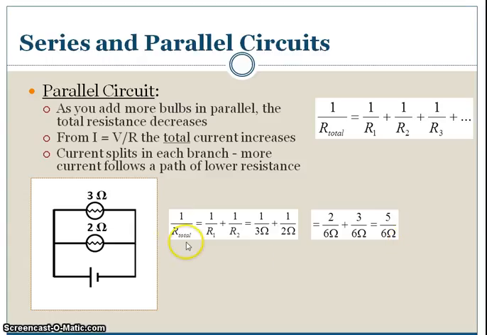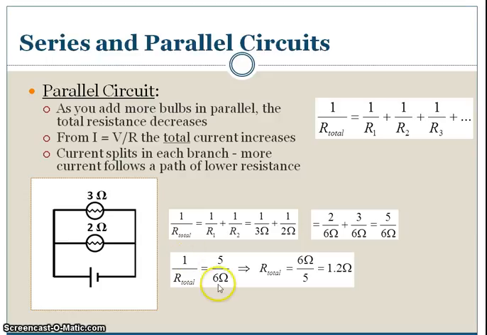That is giving us 1 over R total. And so if you wanted to figure out what R total is, you can either cross multiply and you get 6 ohms is equal to 5 times R, and then you can divide it out, or you can just take the reciprocal or the inverse of this and you get 6 ohms divided by 5, which is 1.2 ohms. And there you can see that the overall or total resistance is actually smaller than the individual resistances of 2 ohms and 3 ohms in this case.